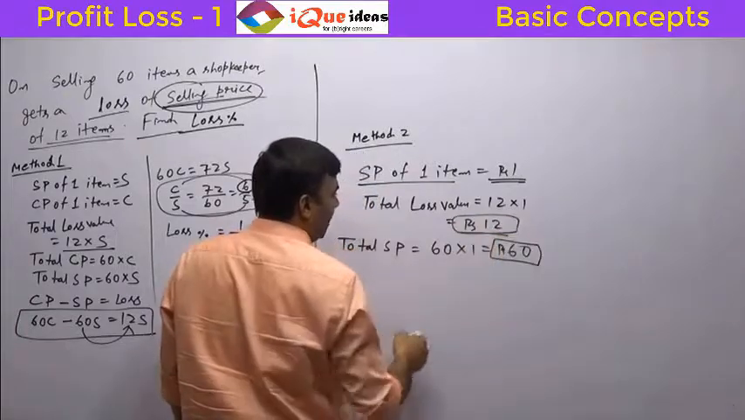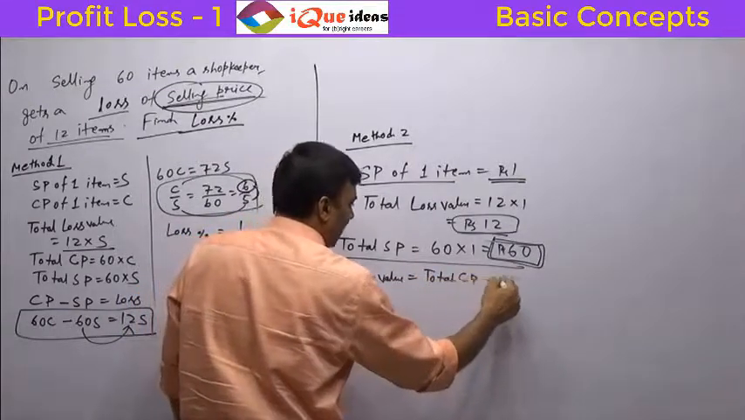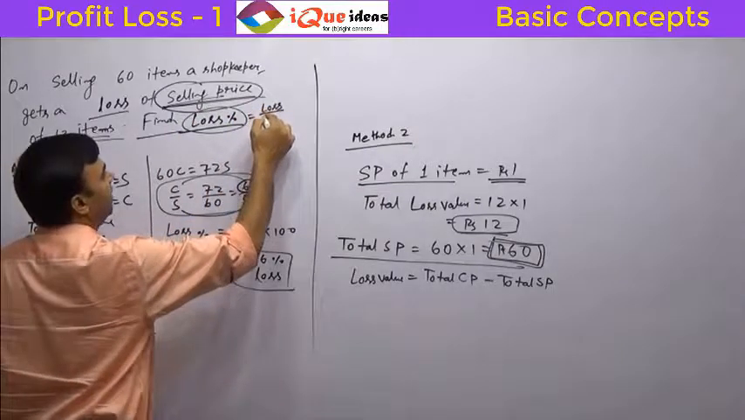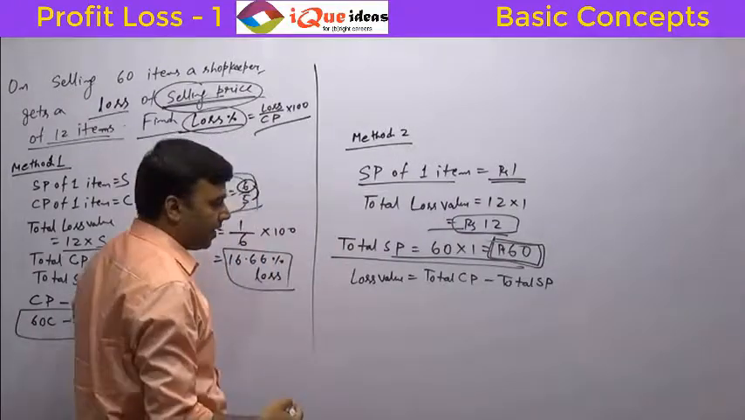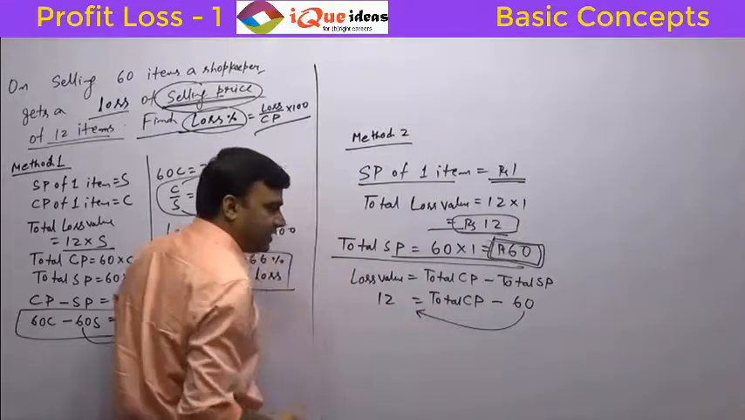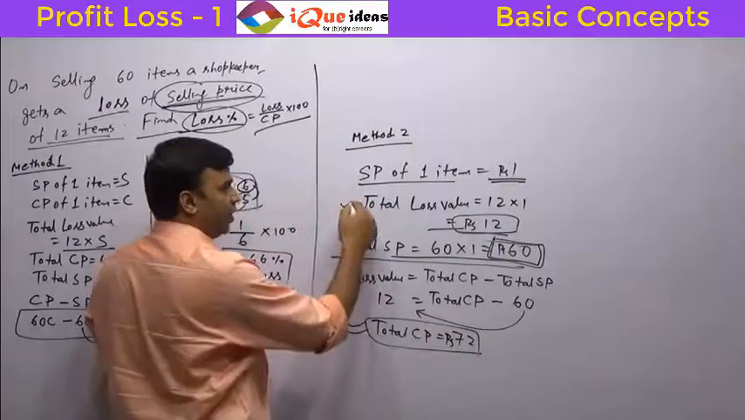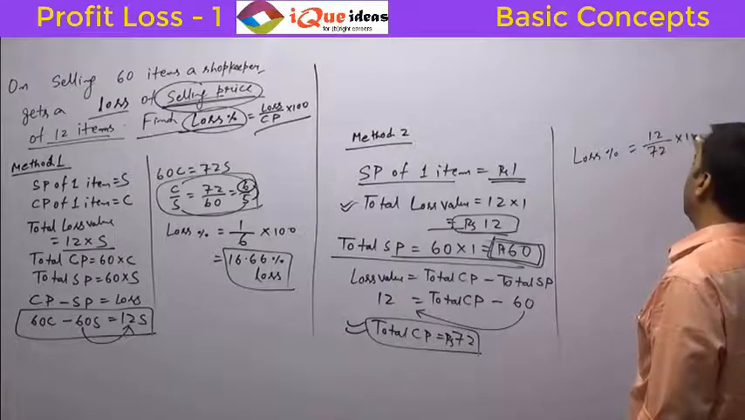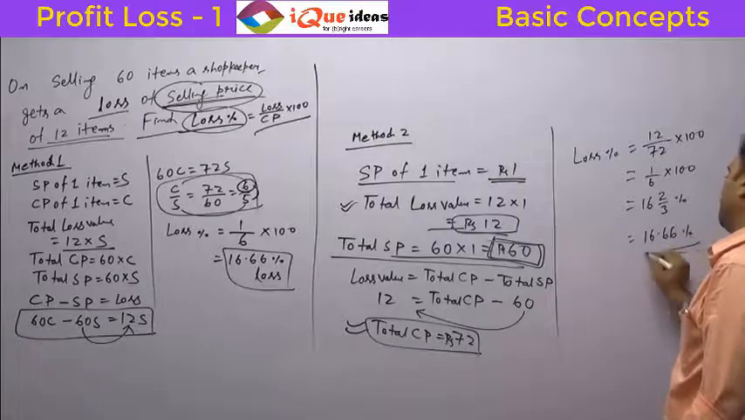So we have been able to calculate total loss value and total selling price. Now we know that the loss value has to be equal to total cost price minus total selling price. See, please understand that the question is asking loss percentage. To find loss percentage, you need loss value divided by cost price into 100. Here, we have only selling price and we have loss value. So, we need to calculate cost price from here. Okay. So, loss value is 12 rupees. Total cost price we have to calculate. And total selling price is 60. So, 60 goes to the other side and gets added to 12. So, we get total cost price equal to 60 plus 12, that is 72 rupees. Right. So you have total cost price 72 rupees, total loss value 12 rupees. So you can calculate loss percentage as loss divided by cost 72 into 100. So 12 by 72 is 1 by 6 into 100, which is 16 2 by 3% or 16.66%. Right. So this was one good question.